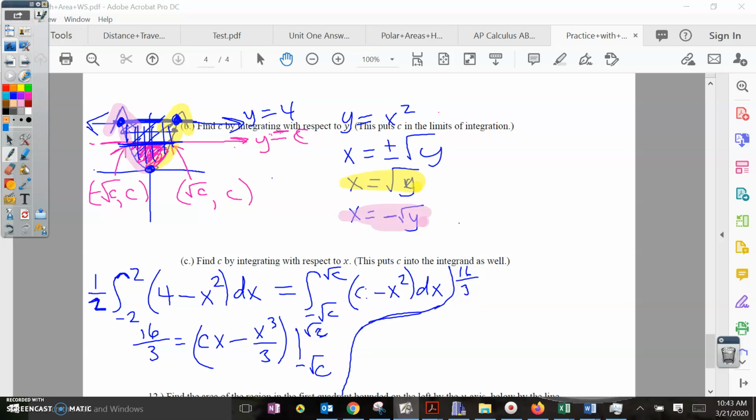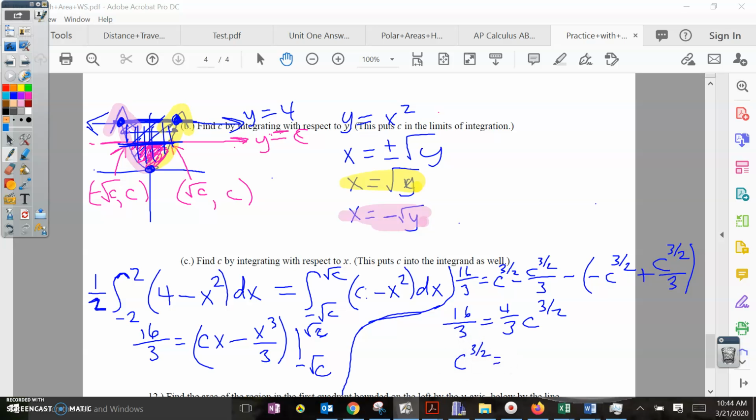And so we've got 16/3 is equal to, and now we substitute root c in here for x, gives me c to the 3/2 minus c to the 3/2 over 3, minus the quantity negative c to the 3/2 plus c to the 3/2 over 3. And simplifying the right-hand side here, we've got 2/3 of them plus 2/3 of them. So that ends up being 4/3 c to the 3/2. And so we've got that c to the 3/2 is equal to 4.